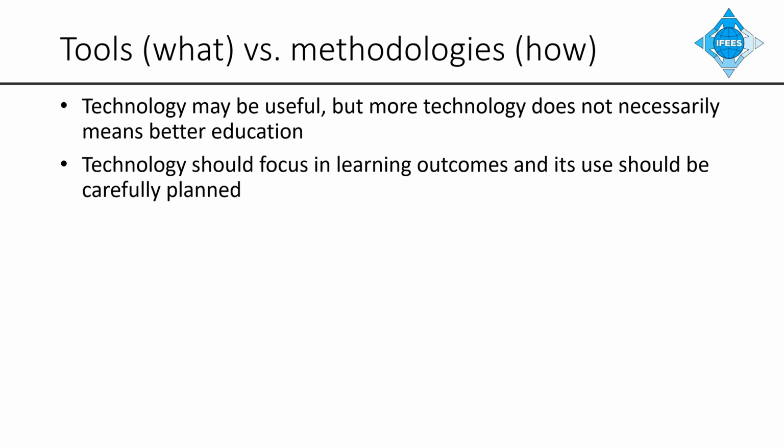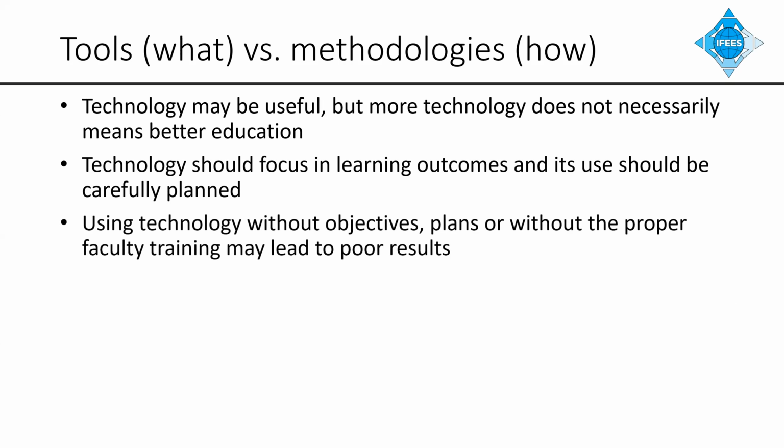Technology should focus on learning outcomes, and its use should be carefully planned. We need to plan the use of technology. It's not just that by introducing technology we will solve problems. Sometimes we will add some problems if we don't plan carefully how to use this technology.